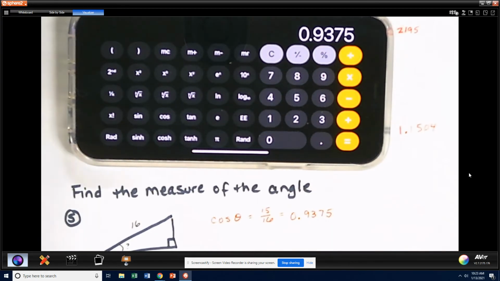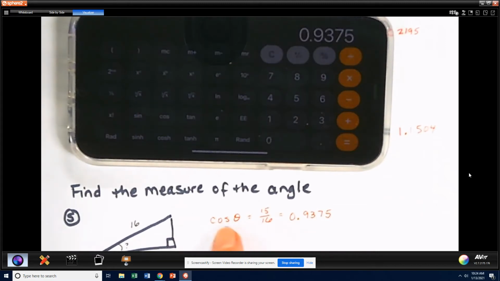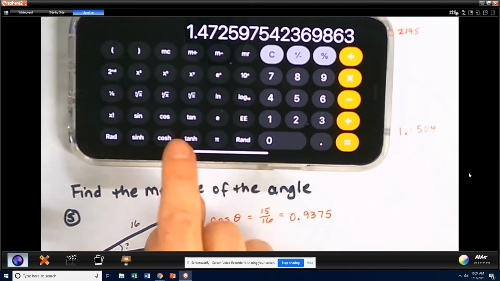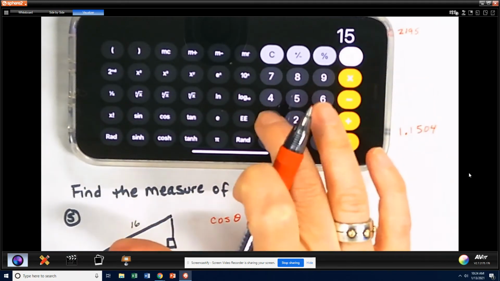But I'm curious, what's the angle? So what angle, when I put it into cosine, will give me that ratio? So I'm not looking for cosine of this number. I'm looking for cosine of something else that will give me that number. I need to do the inverse. I need to do backwards of cosine. So I'm not going to use the cosine button. Sorry. I'm instead going to do the second cosine.